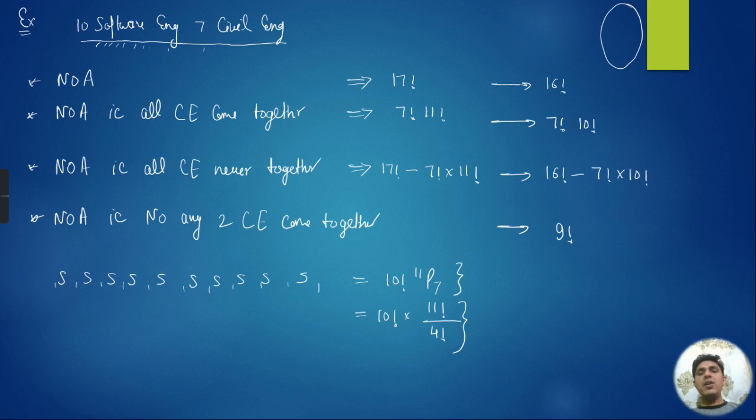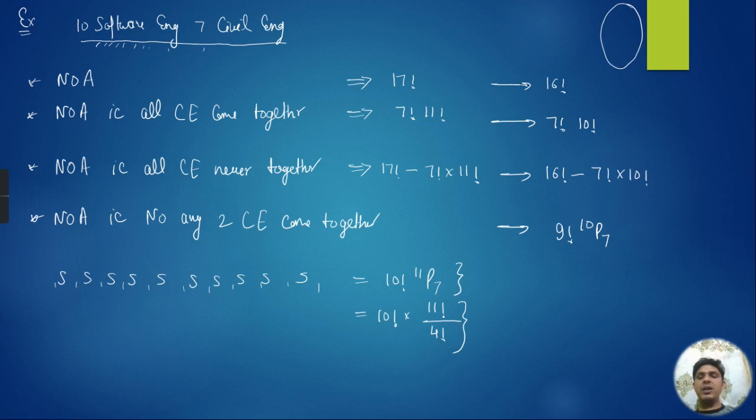Now after this we will have to find the number of places left wherein I can place all 7 civil engineers. We are given 10 software engineers, arranged in factorial 9 ways. The number of places left is equal to the number of objects, that means 10. And on 10 places I have to arrange 7 civil engineers. So the answer of this question will be factorial 9 multiplied by 10P7.